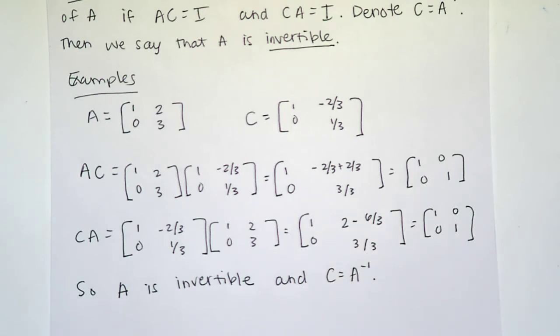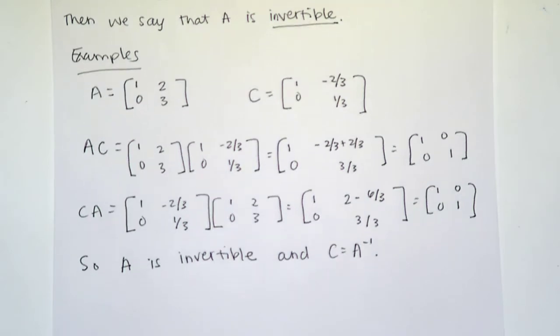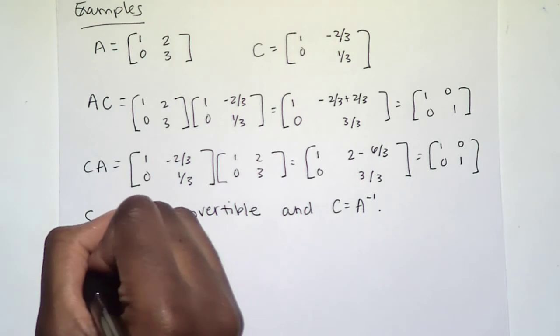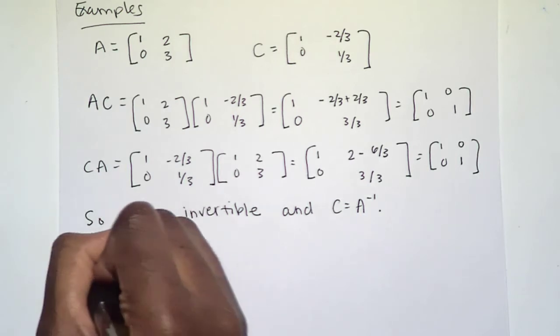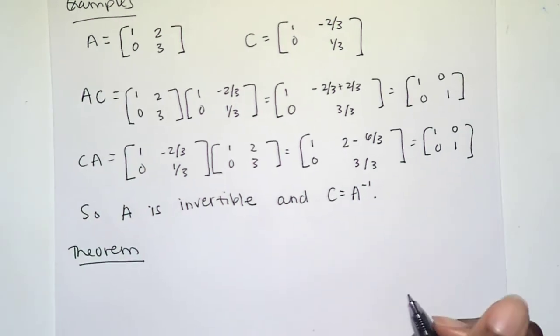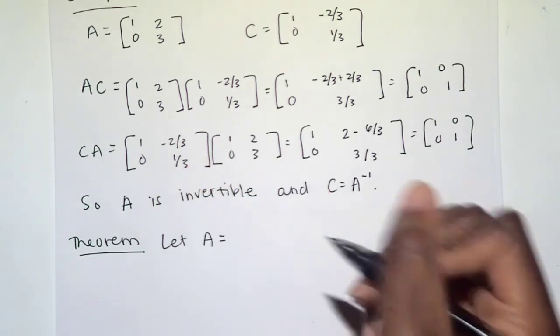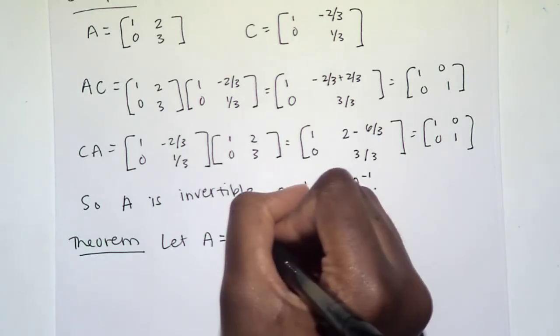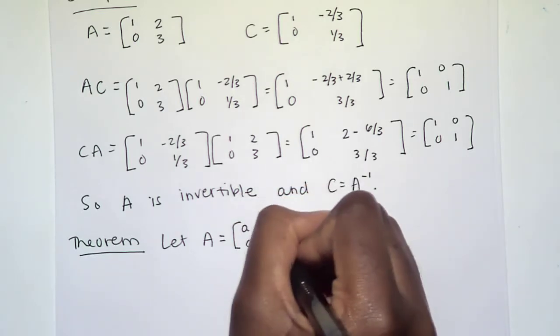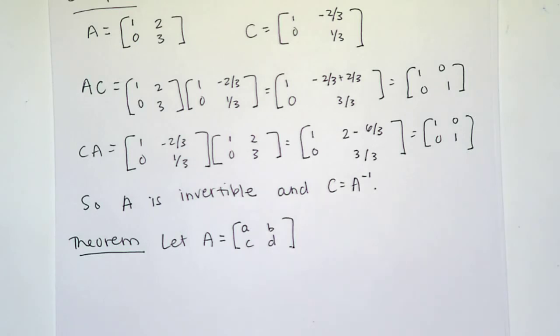All right, so let's do a theorem. So it turns out when we have a 2 by 2 matrix, it's very easy to find the inverse of a 2 by 2 matrix, and later we'll talk about how to find the inverse of other matrices. But we have a theorem for this. We want to let A be the matrix A, B, C, D.